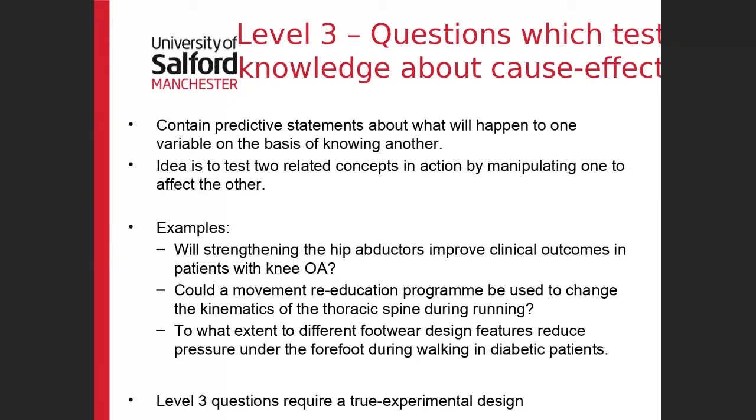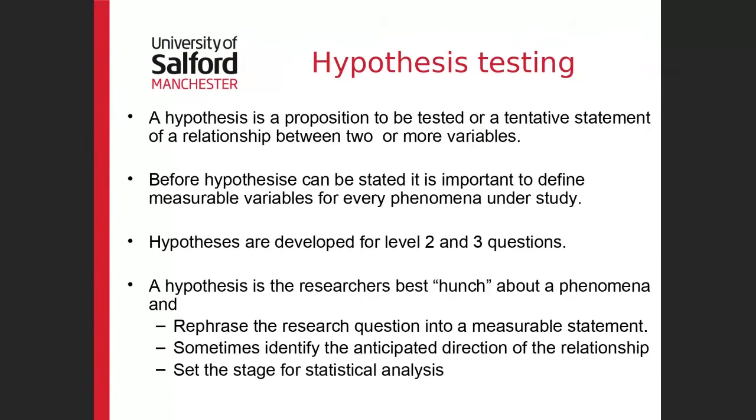Some other examples: does strengthening of the hip adductors improve clinical outcomes in patients with knee osteoarthritis? So we're actually doing something there, we're strengthening these muscles, seeing what the effect is. And to what extent do different footwear designs reduce pressure under the foot during walking in people with diabetes? Again, we're changing some aspect of the footwear design, and then we're monitoring what effect that has on the pressure within the shoe. So these level 3 designs typically require what we call a true experimental design, which I'll go over later on in the lecture.